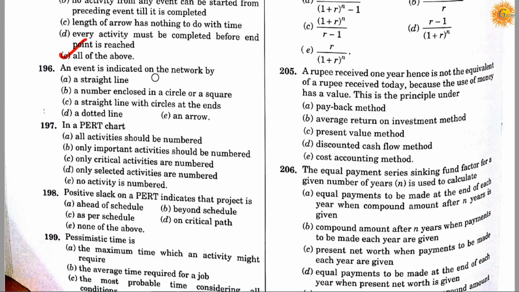Question number 196. An event is indicated on the network by option A, a straight line, option B, a number enclosed in a circle or a square, option C, a straight line with circle at the ends, option D, a dotted line, option E, an arrow. Correct answer is B. An event is indicated on the network by a number enclosed in a circle or a square.